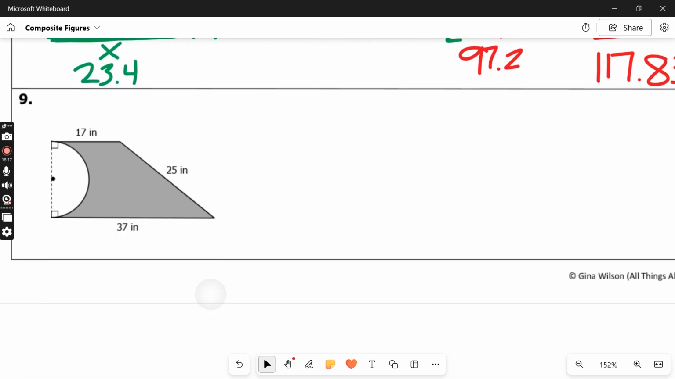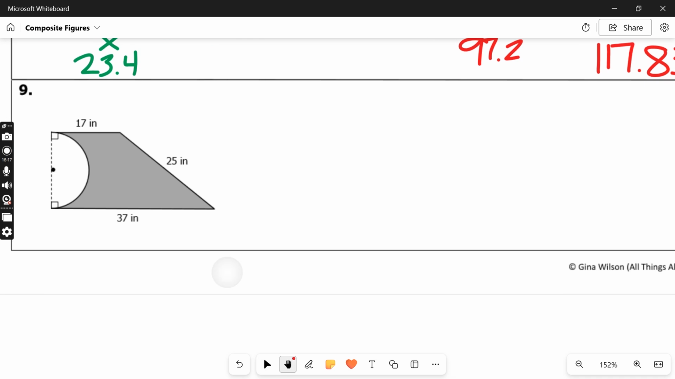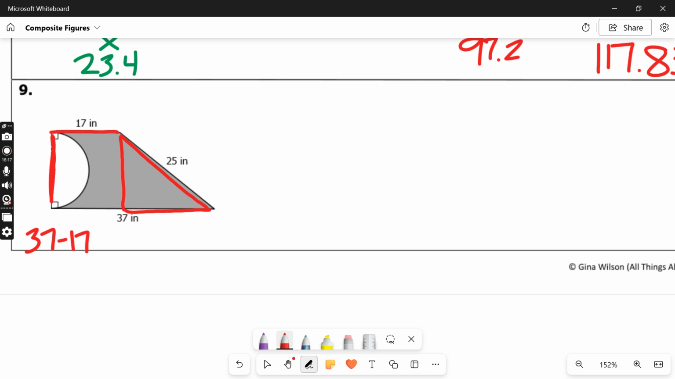All right, last one. Last one, we have a trapezoid with a circle going through it, it looks like. Okay, but we do need to find this height right here. Okay, which would be the same over here. So I'm looking at this as a right triangle. So 37 minus 17. So since this piece is 17, that means my leftover piece right here would be 20.